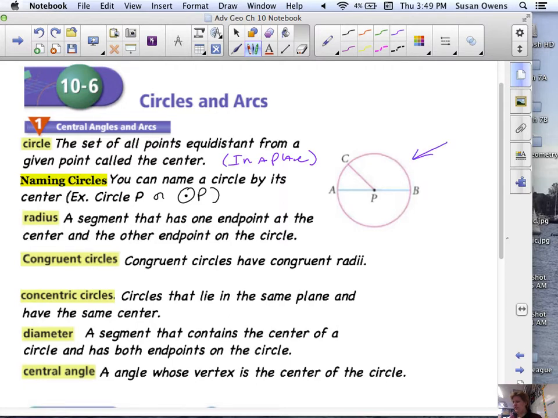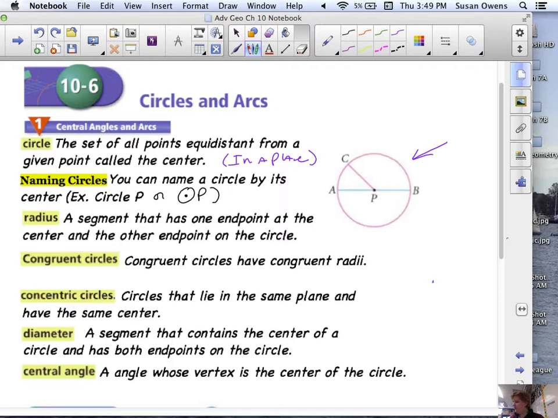A radius is a segment that has one endpoint at the center and the other endpoint on the circle. Two circles are congruent if they have congruent radii. So if we do proofs in Chapter 12, which we'll do, if you want to prove that two circles are congruent, all you have to do is show that their radii are congruent, and then you have congruent circles by definition of congruent circles.